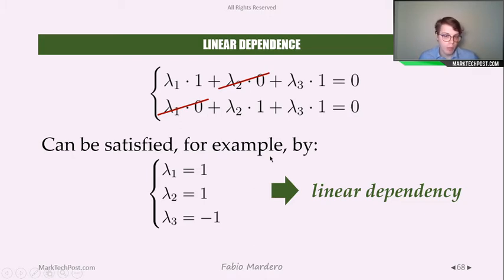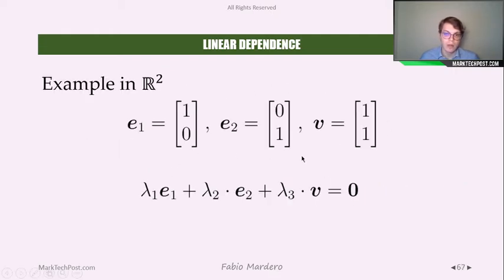For example, we can find that putting lambda 1 equal to 1, lambda 2 equal to 2, and lambda 3 equal to minus 1, this system of equations is always satisfied, of course, because 1 minus 1 equals 0. We have solved our linear system, but we have found that to solve it, we used coefficients different from 0. That's the case that violates the linear independence property. So these three vectors here are said to be linearly dependent.